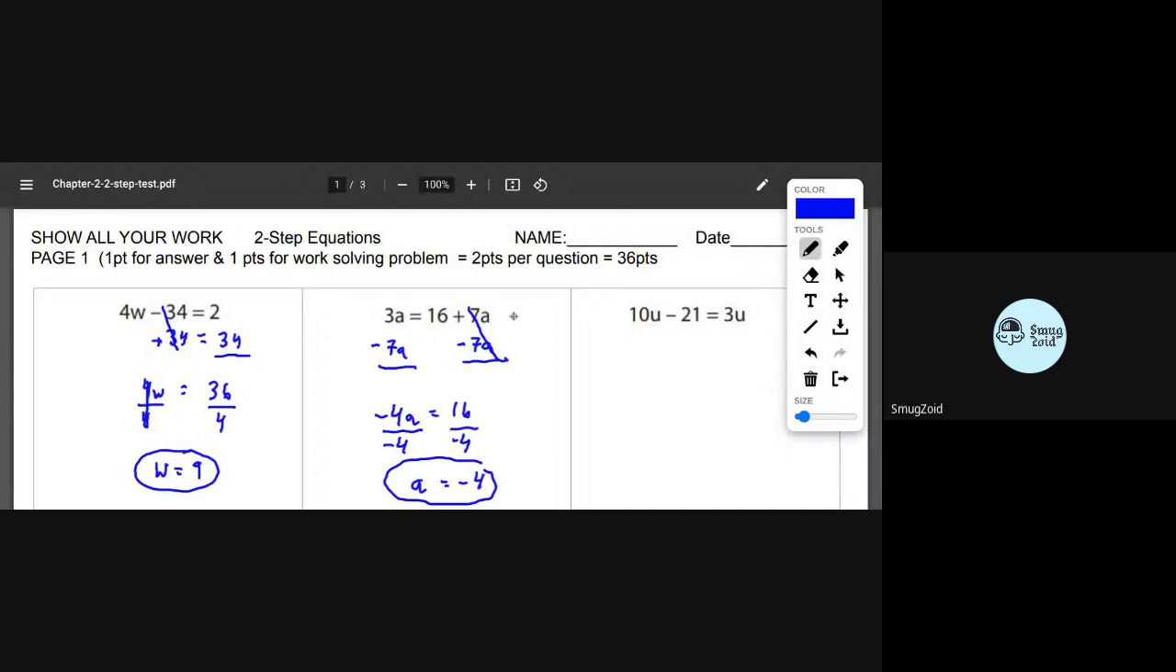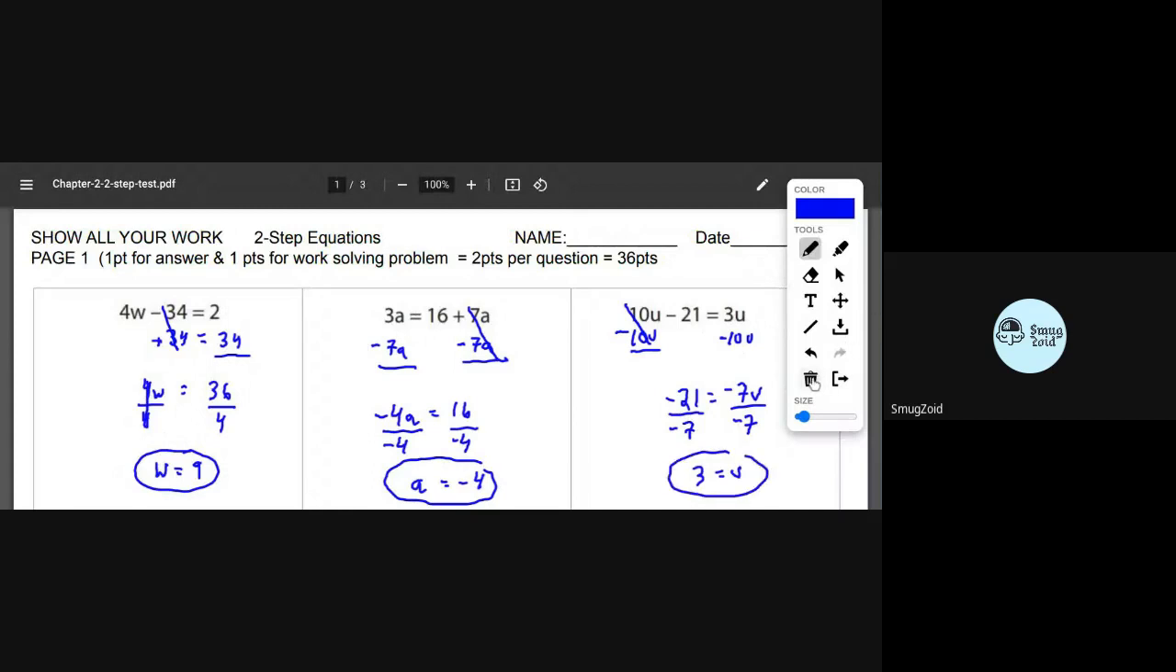Looks a lot like this problem over here. So what I'm going to do is subtract 10u from both sides, because I want that variable by himself. Minus 10u on this side. This is going to cross out, end up with 0. I'm going to bring down that negative 21. 3 minus 10 equals minus 7u. Then I divide by the coefficient in front of the variable. Divide by minus 7. Divide by minus 7. I end up with 3 equals u. Those are the first 3 problems.